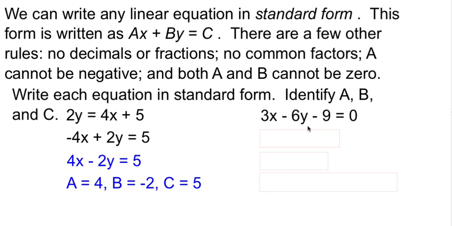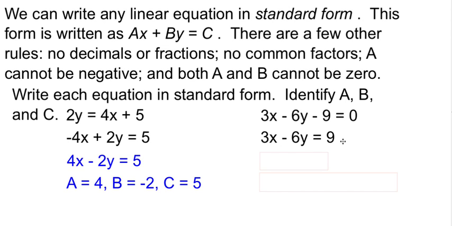Then we have this one, 3x minus 6y minus 9 equals 0. The x and the y are together, that's good. But the c term needs to be off by itself. And the c term is not off by itself. So we need to move it. It's a subtract 9, so we need to add 9 to move it over. 3x minus 6y equals 9.